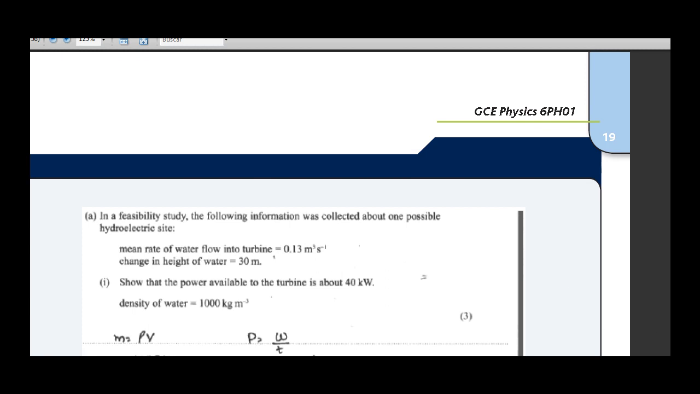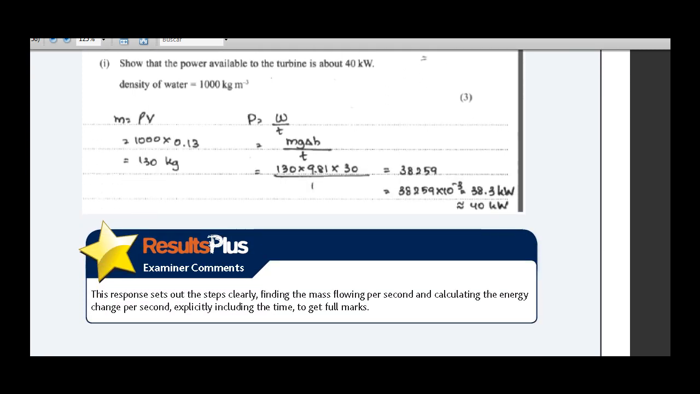And here's a different guy who presumably did it better. Look, mass is equal to rho v. His rho is not very good, but anyway, rho v multiplied gets the mass, 130 kilos. Then he puts it in here and says power is energy divided by time, or work divided by time, and the work done by the water as it falls down is mg delta h. It's an interesting way of doing it also. Instead of potential energy, he did it with force times distance. Force is mg, the weight of the water, and the distance is the change in height. He got the answer 38.3 kilowatts, which is roughly equal to 40.